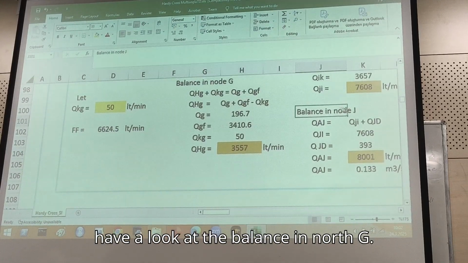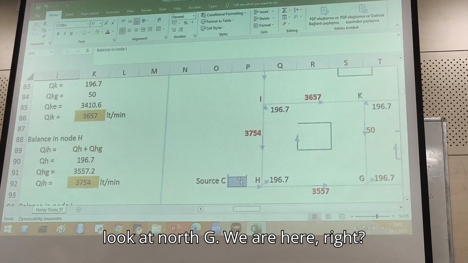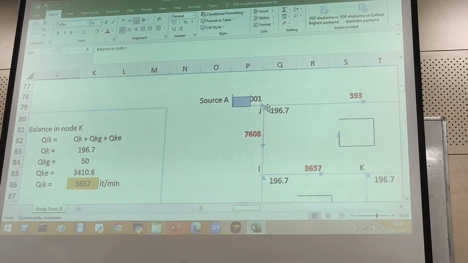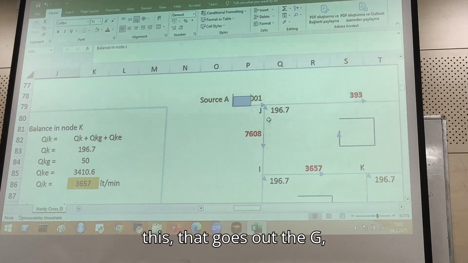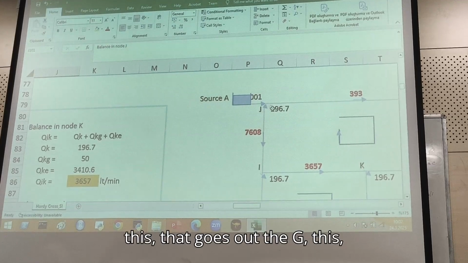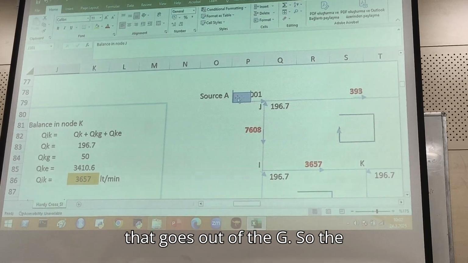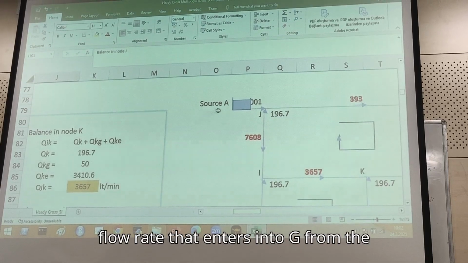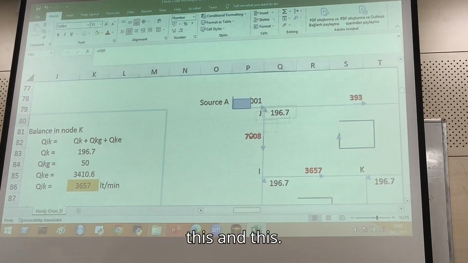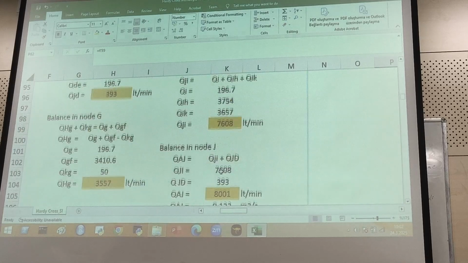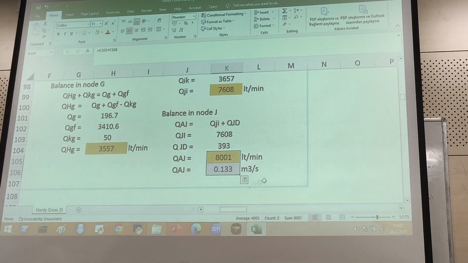Maybe we can have a look at the balance in node G. It's a little bit different. Let's have a look at node G. We are here, right? So what we have is this that goes out of G, this that goes out of G, this that goes out of G. So the flow rate that enters into G from the source will be the summation of this, this, and this. And we have written everything over here, okay?